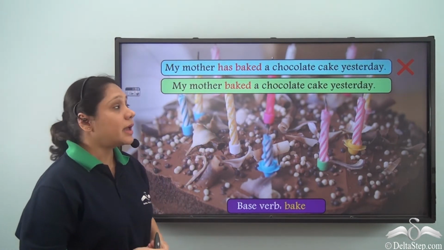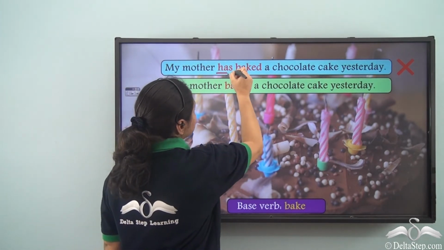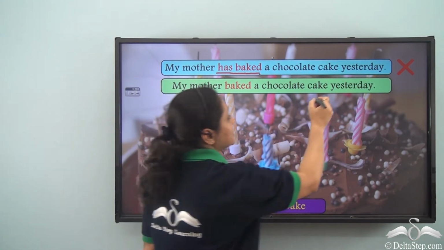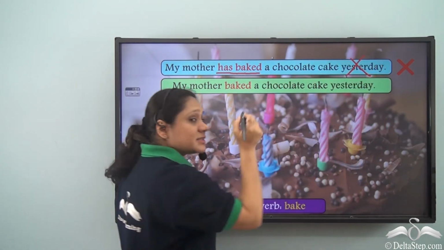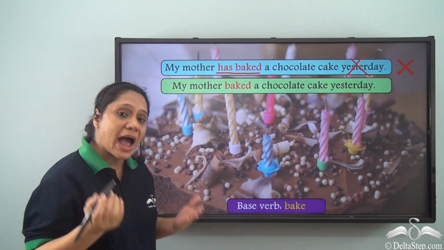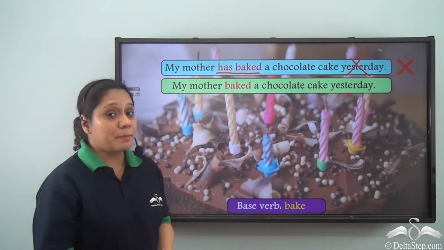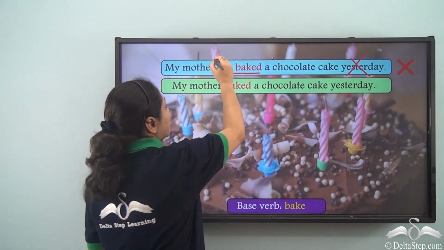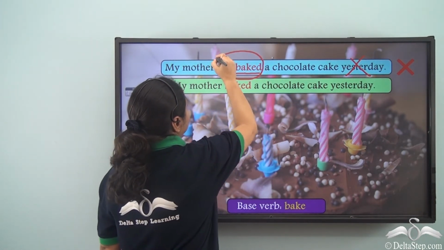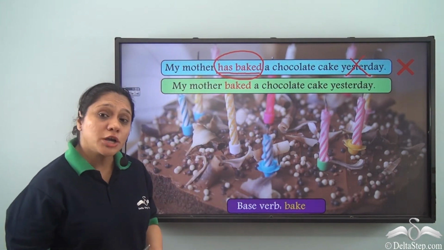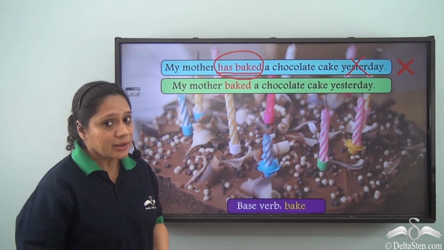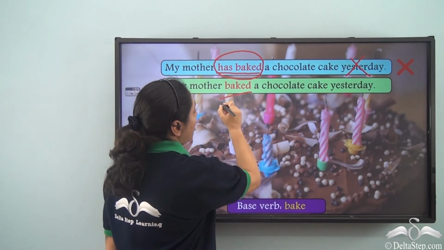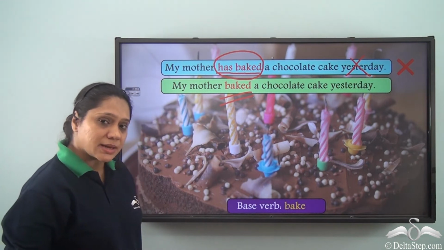So remember, in the present perfect tense, has baked, we never refer to the time because the time is not important. The action is important. So remember that we use the present perfect tense, has baked, when the time is not known to us. Whenever the time has to be mentioned, we use the form of the simple past tense.